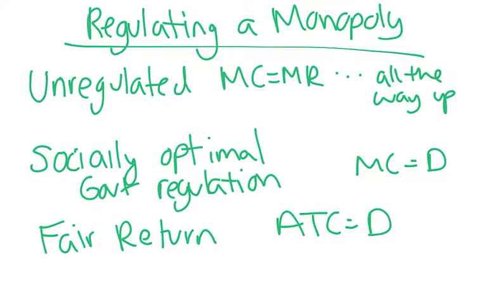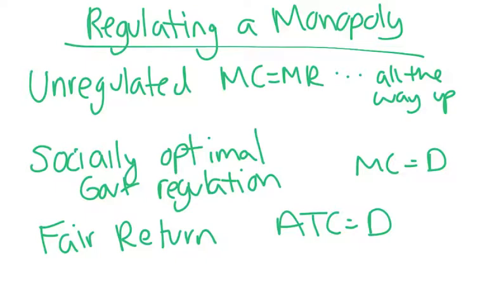We can regulate a monopoly. Remember, unregulated is where MC equals MR, and then you go all the way up. But if the government wants to put a regulation in, they'd operate at the socially optimal point where MC equals D. You can also do the fair return price, which is ATC equals D. The problem with the socially optimal is that the monopolist will lose money. So the government may want to subsidize. That could be a per unit subsidy where the MC shifts, or a lump sum where the ATC shifts, to also change that.